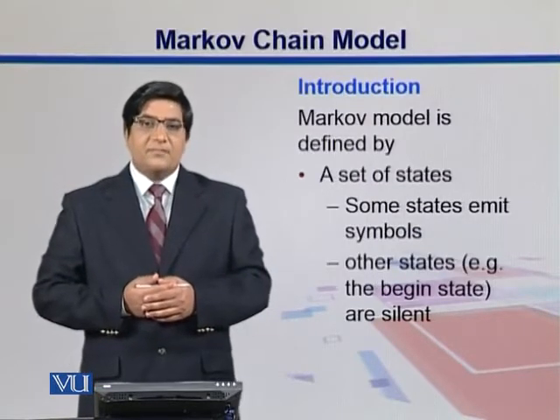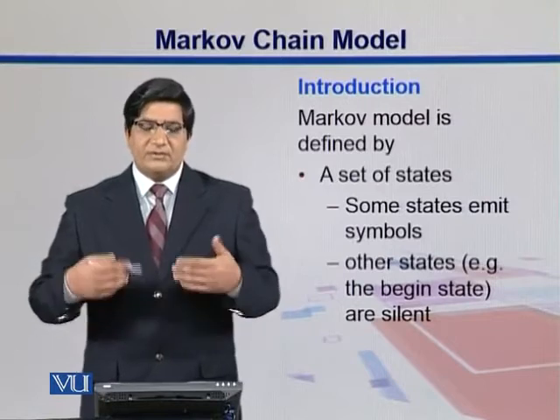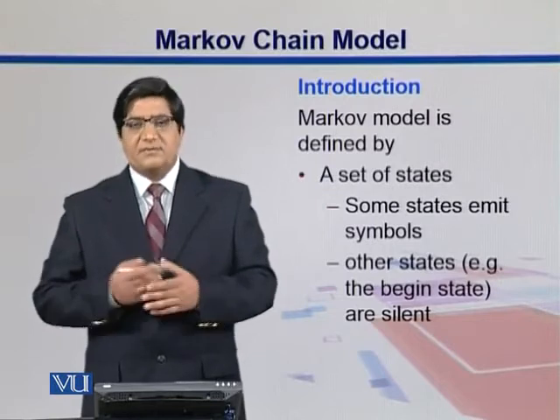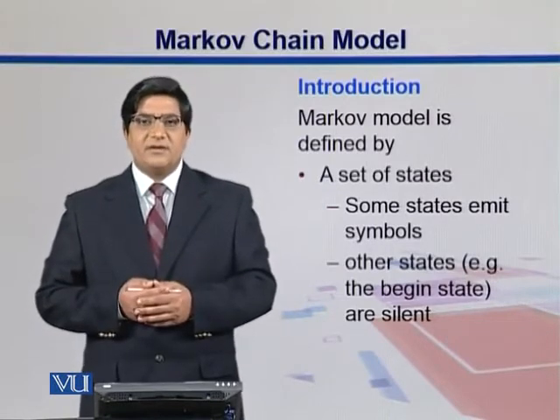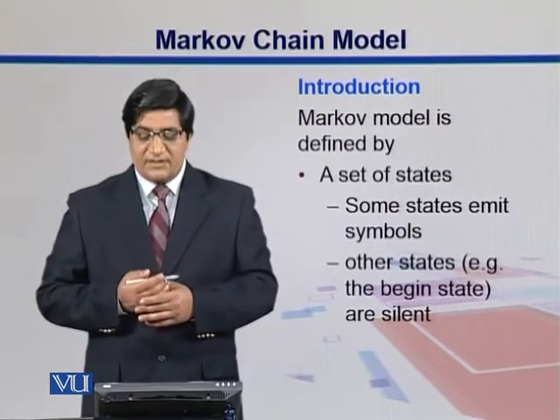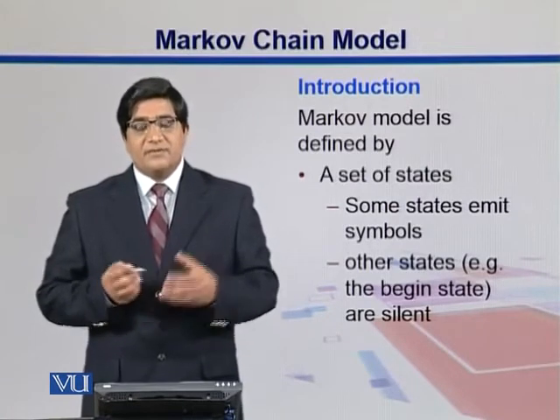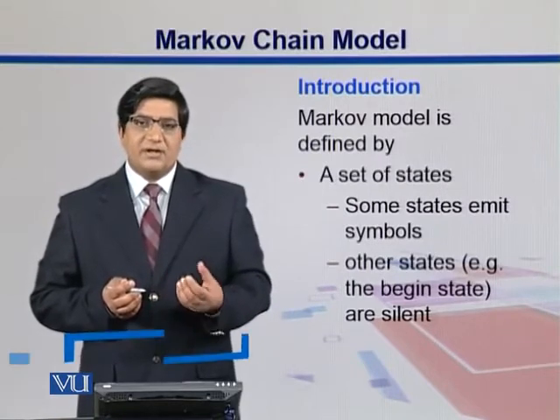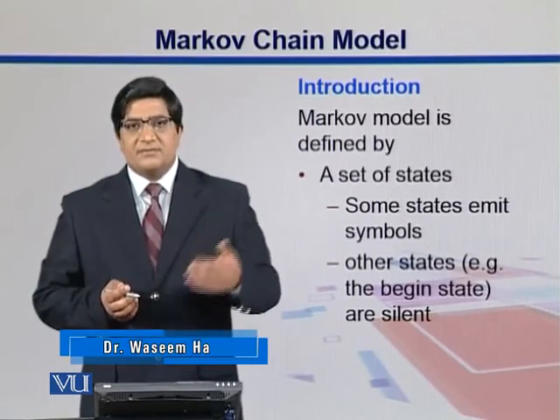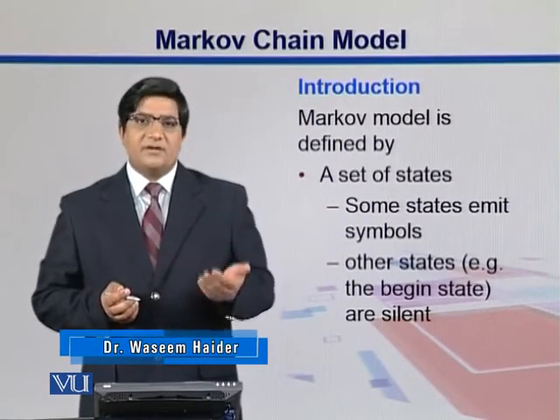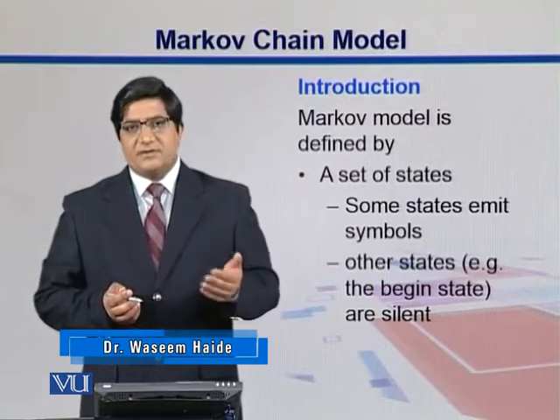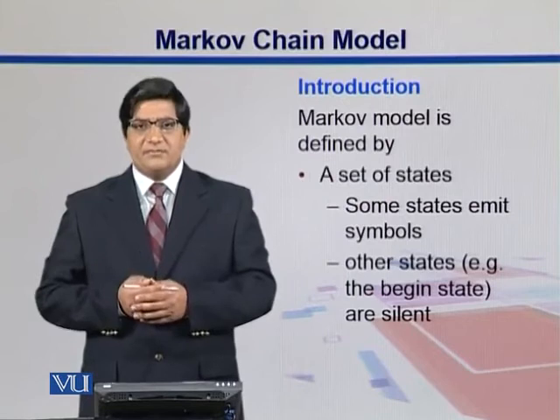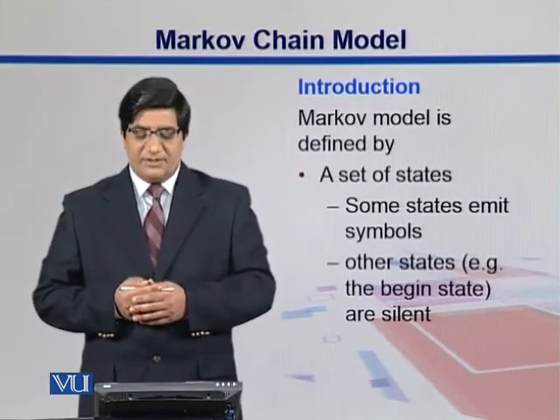A Markov model is defined by a set of states. We have seen that in these Markov models there are states, for example in the dice we have fair and loaded. Some states emit symbols. While you are using a loaded die, you have some emissions, some outcomes coming out. You can get 1, 2, 3, 4, up to 6 different numbers. These are the emissions, which are associated with probabilities. We'll call them emission probabilities.